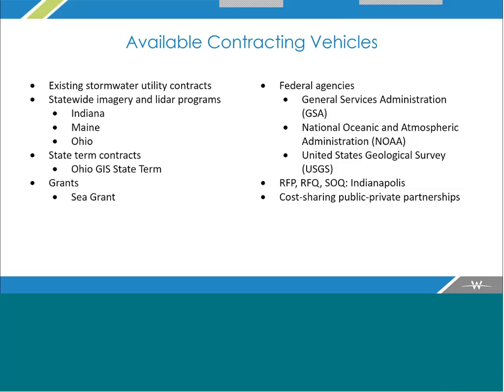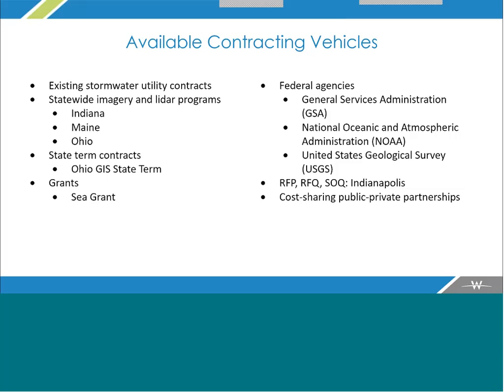But other communities have undertaken other processes, whether it's state term contracts or GSA schedules. Some states have statewide imagery programs, which some of these communities are buying into. You see there for Indiana, Maine, and Ohio as examples, and then the communities would buy in underneath that contracting mechanism. And of course, if you have existing stormwater utility contracts, that's obviously one that's very available. But it's a wide range of different types of solutions available to you.